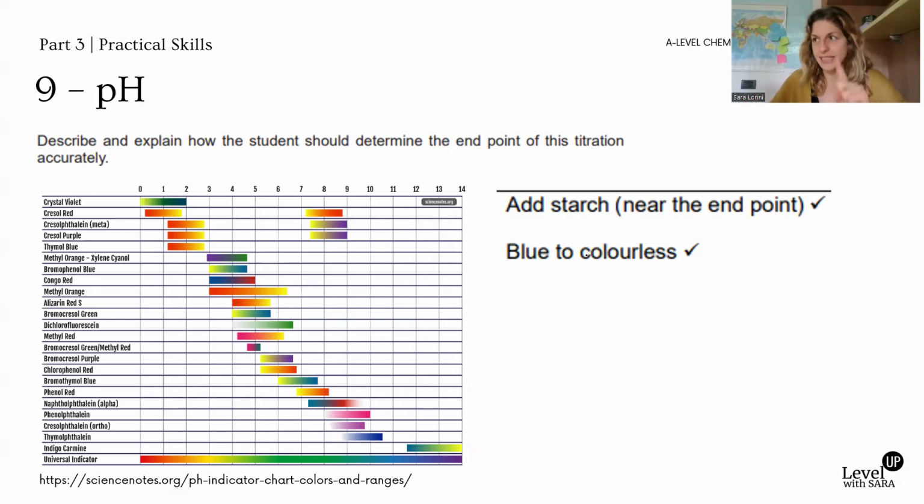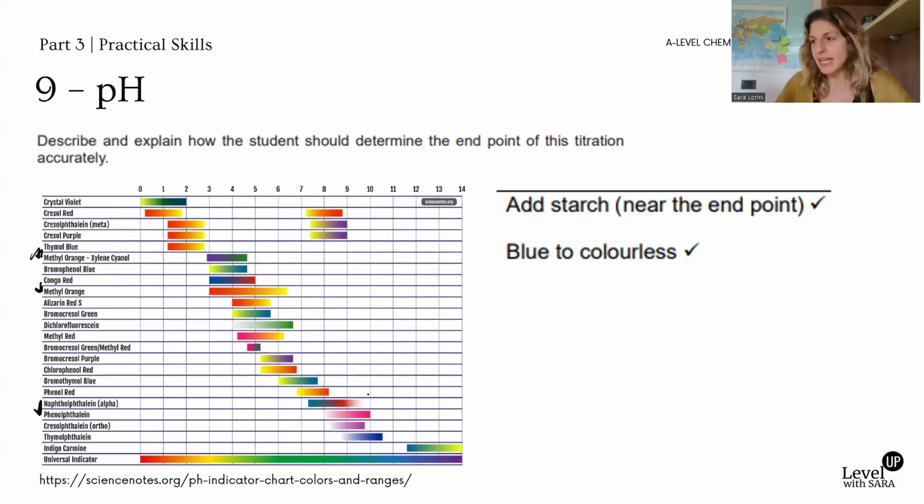What I want to highlight is how to choose the indicator. And here we have a big list. I would highly suggest you just remember a few of them. So the most common ones are methyl orange. No, actually, this methyl orange, not this one. And maybe methyl red. There are some others, for example, this blue one. But the ones that I would suggest you remember are phenolphthalein and methyl orange.